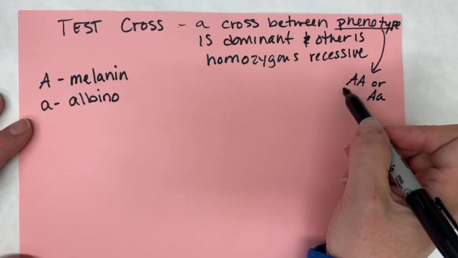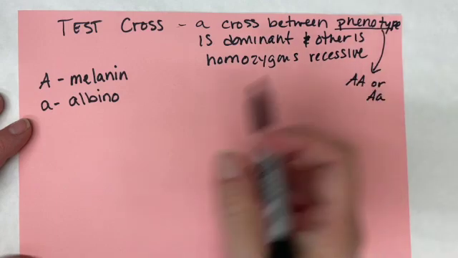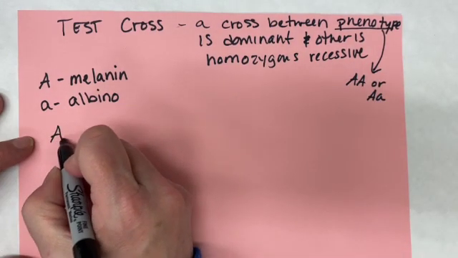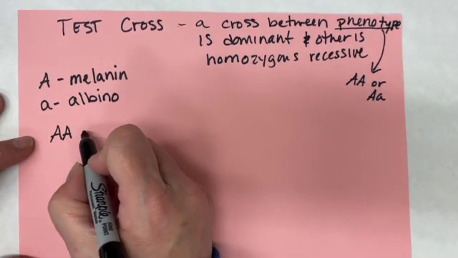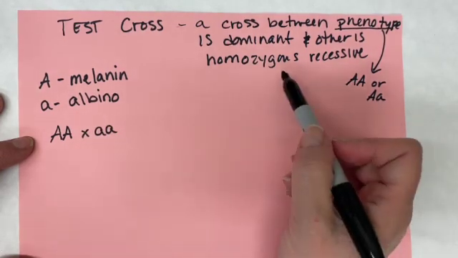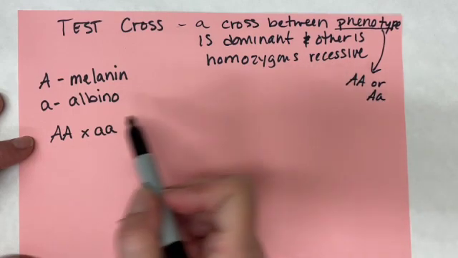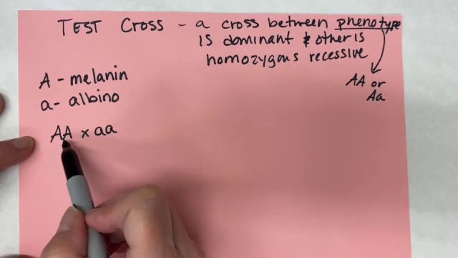Let's assume that the individual that's showing the dominant phenotype is big A, big A. What we would do is we would take our homozygous dominant individual and cross it with an albino. Now, it's always going to be crossed with the homozygous recessive because we're trying to figure out this one.